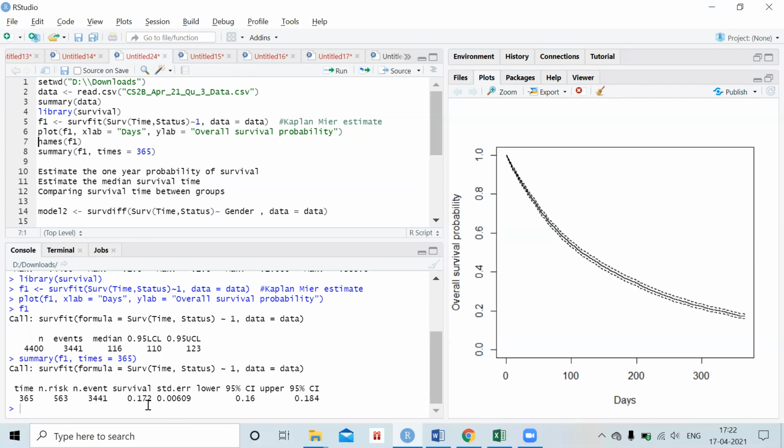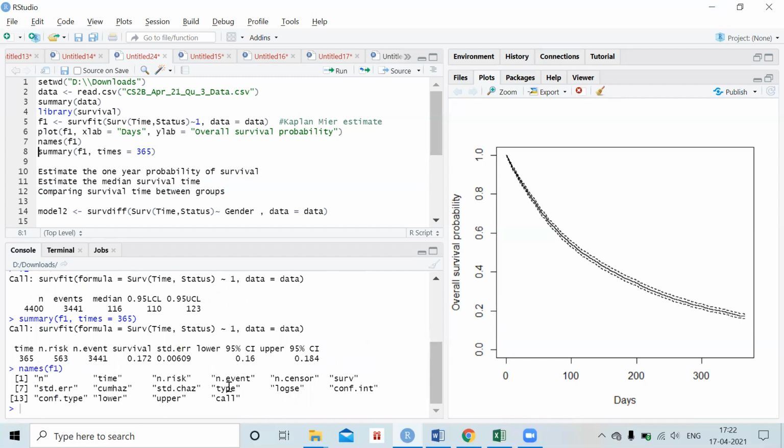Also, you can run names of F1 to see what all you can pull from the F1 object. You can also get a comparison of survival time between two groups. Since we have gender over here, you can get a comparison of survival between the two groups.